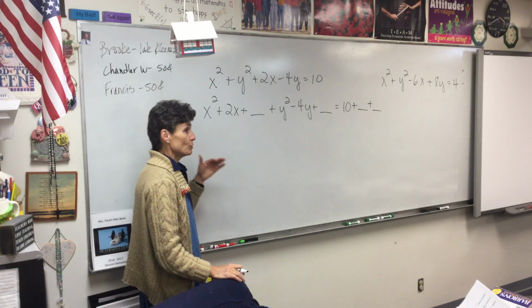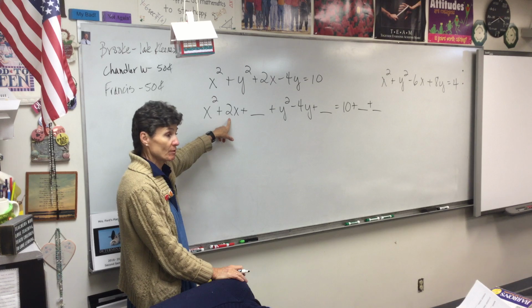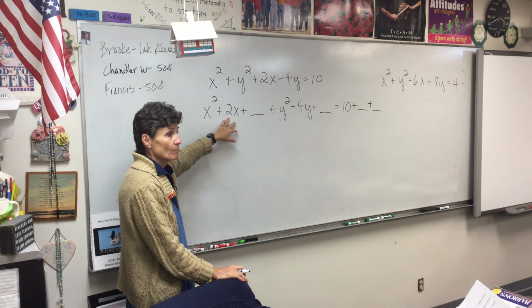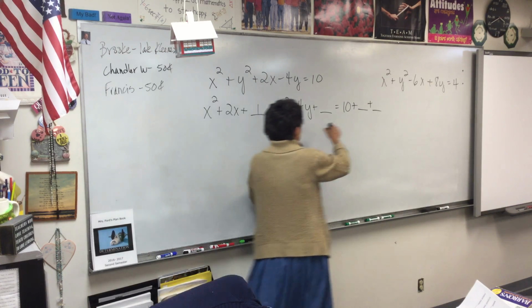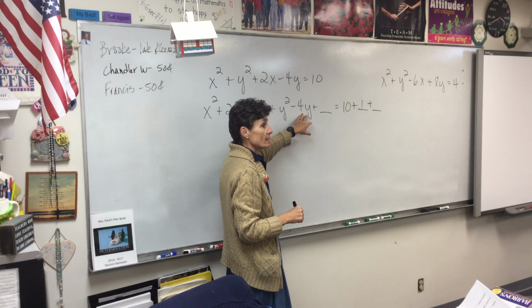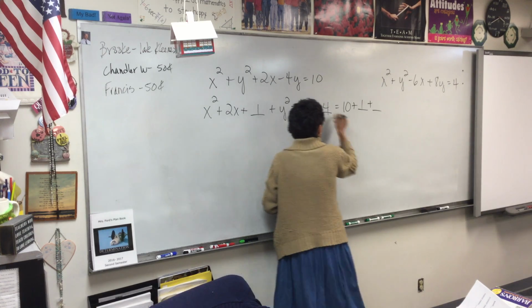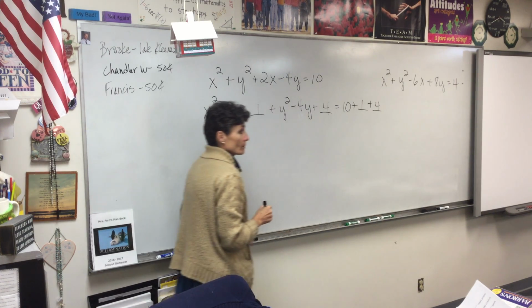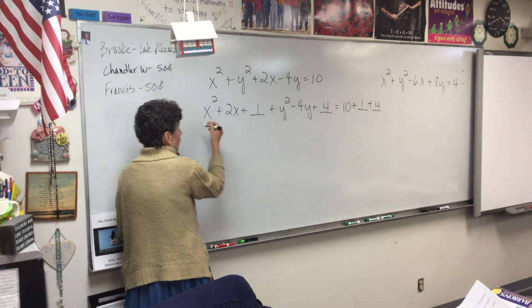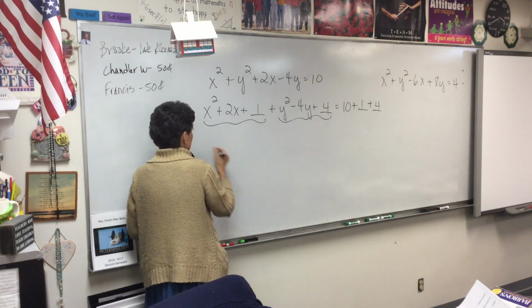So what do we have to do to fill in those blanks? We have to take half of this number, divided by 2, take half of it, and square it. So half of 2 is 1, squared is 1. So we're adding 1 to both sides. Half of 4 is 2, squared is 4. We're adding 4 to both sides. Everybody good so far?